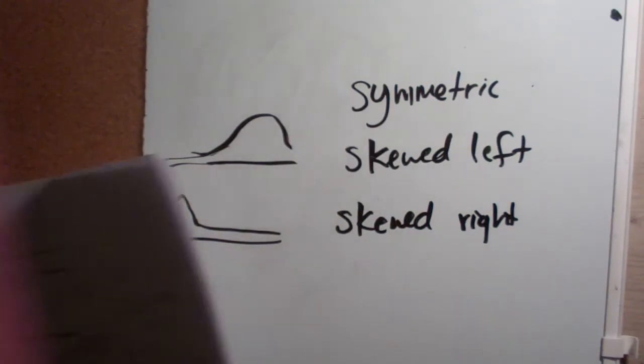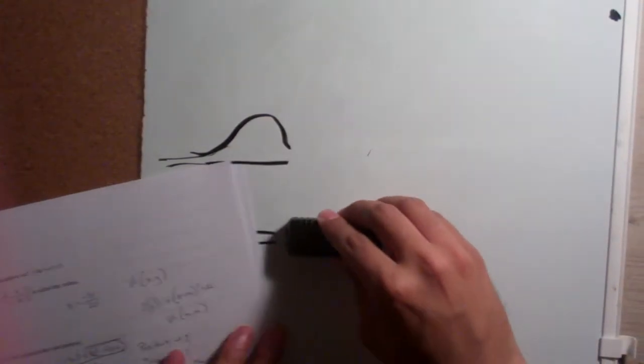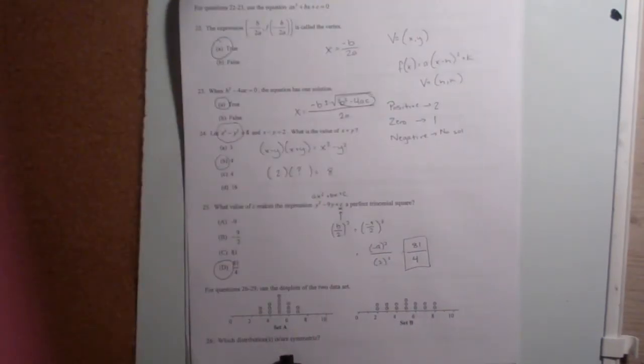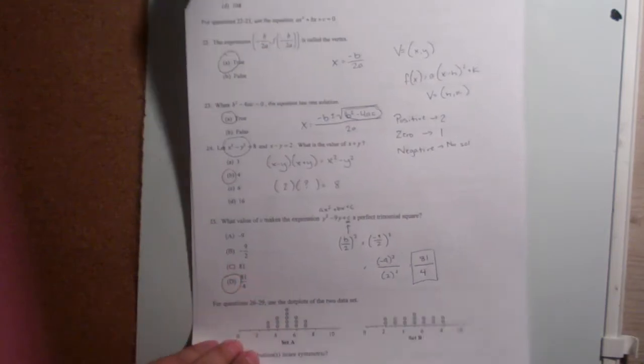Okay. So looking at set A and set B, if I were to put this on a scale, I don't think it leans one way or the other. So it seems that both A and B are symmetric. I'm going to be going back and forth on this page.